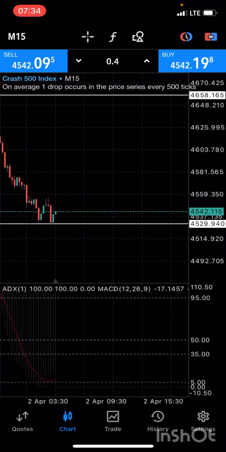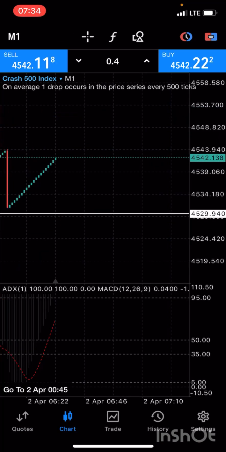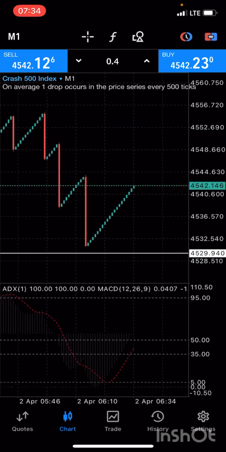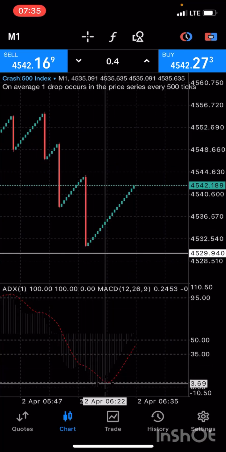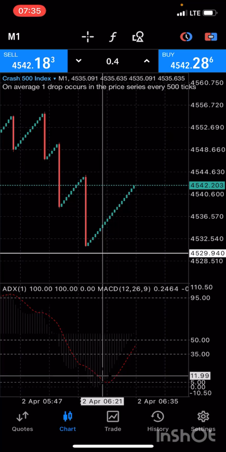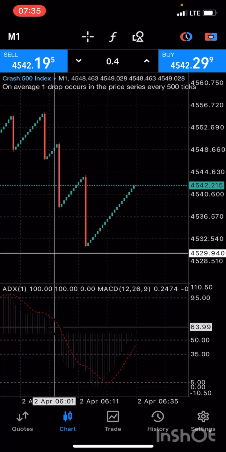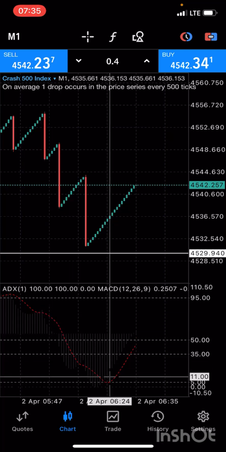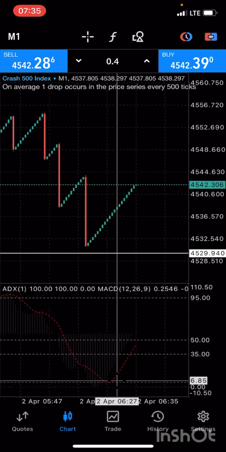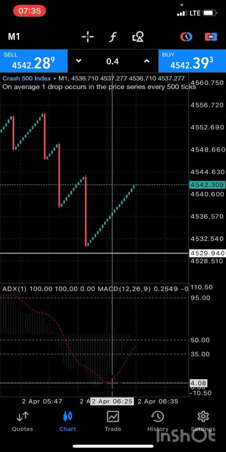Now, how does this work? Let's go to the 1 minute time frame. Now, you've seen that we have this level 5 here, which is from the ADX. You see that, and this signal line is from the MACD. So now, when this signal line gets to this level 5, okay, we expect the market to buy.